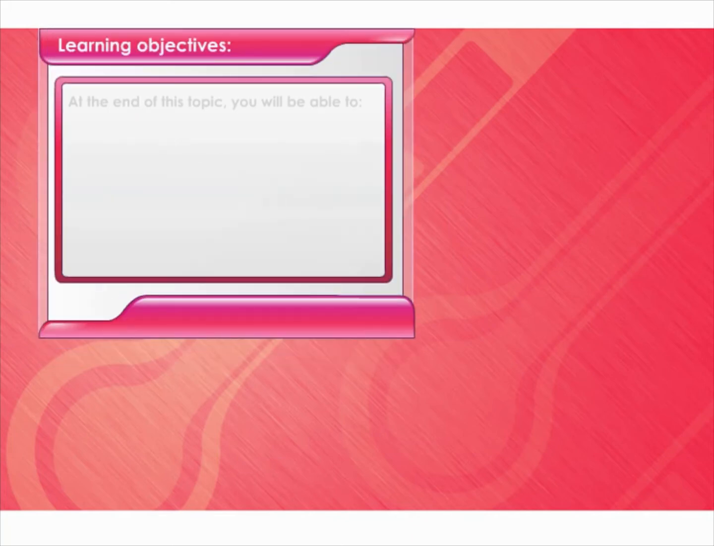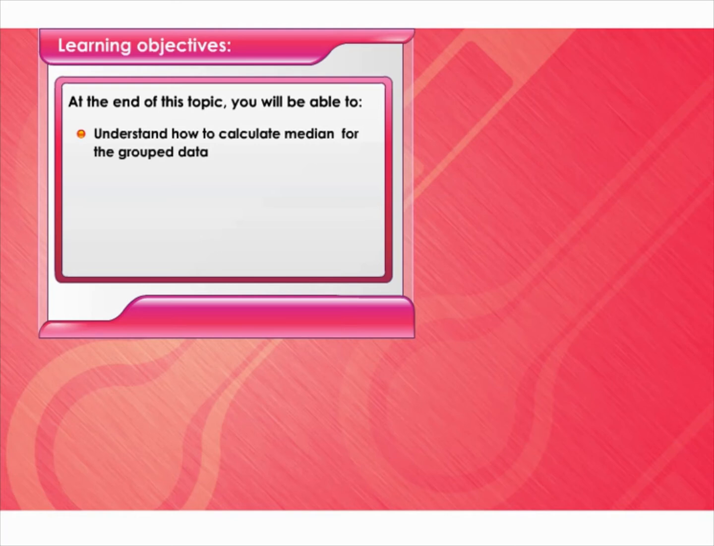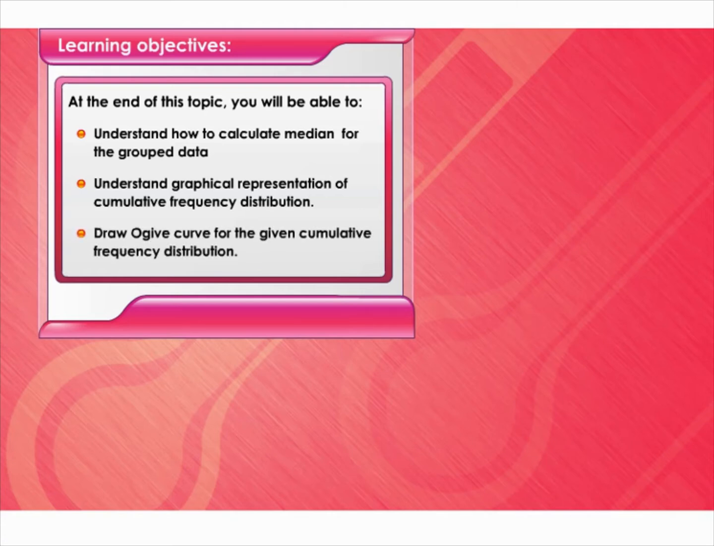Learning objectives. At the end of this topic, you will be able to understand how to calculate median for the grouped data, understand graphical representation of cumulative frequency distribution, draw Ogive curve for the given cumulative frequency distribution.